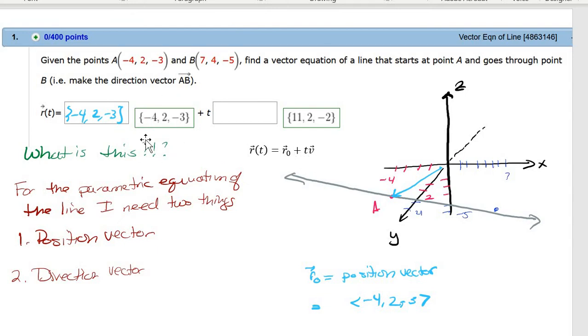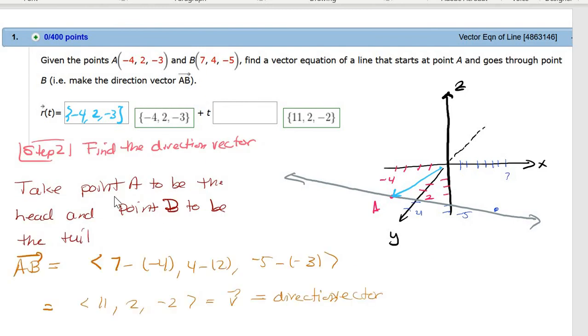So what I just gave you was the position vector. It starts at the origin and ends at the point A, -4, 2, and -3. I could have had it do it to B. It's not unique. I'm not sure what would happen if you did that; I guess that's why they said start at point A. So that goes here. Now what goes here? How do I find the direction vector?